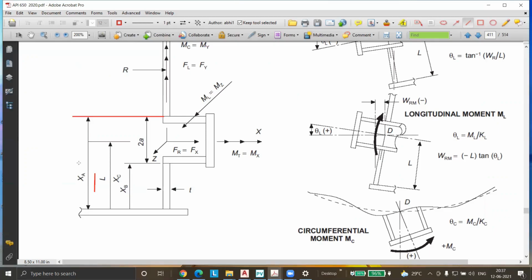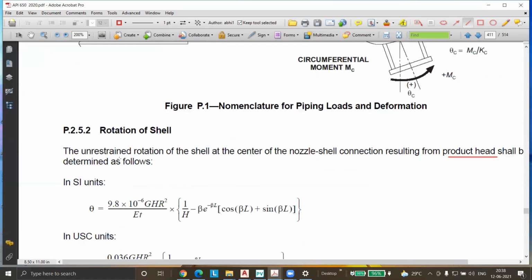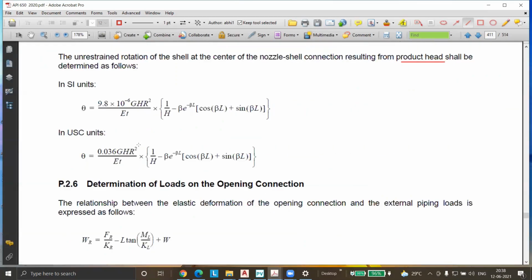So I can calculate XA and XB based on the size, right? XA will be nothing but XC plus 2A divided by 2, means A. XA will be L plus A. XB will be L minus A. XC will be equal to L, right? So we can calculate these three: XA, XB, XC, right?